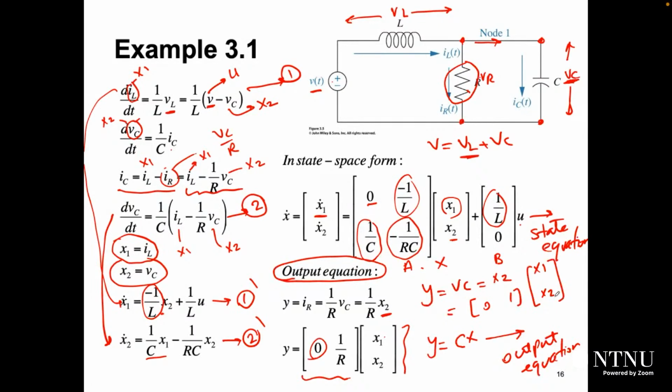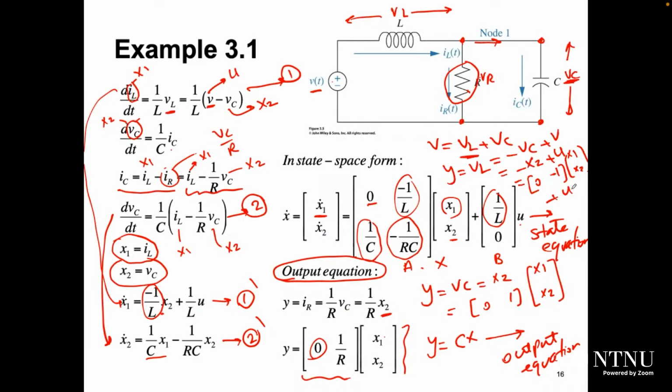Maybe someone will say, okay, no, I want to control VL. So Y will be VL. But what is VL? VL, in fact, is the source minus VC. So it will be minus VC plus V. What is VC? In fact, VC is X2. So it will be minus X2 plus U. So in matrix notation, it will be 0, minus 1 multiplied by X1 and X2, plus U. So it will be like this one.